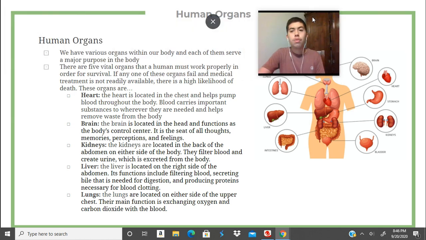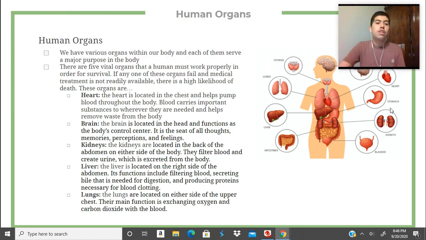And then we have what's called the vital organs. So there are 5 vital organs that a human has that must work properly in order for survival. So if one of these organs fails and medical treatment is not readily available, there's a high likelihood of death. And these organs are the heart. The heart is located in the chest and helps pump blood throughout the body. Blood carries important substances to wherever they are needed and helps remove waste from the body.